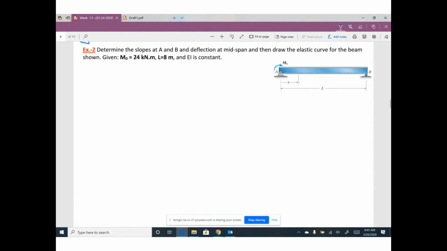In this example, we have a simply supported beam. We have a beam AB supported on a hinge at A and a roller at B, and we have only a concentrated moment M. This moment equals 24 kilonewton meter. The length of the beam L equals 8 meter. Can you calculate the slope at A and B? Can you calculate the deflection at mid-span? Can you draw the elastic curve?